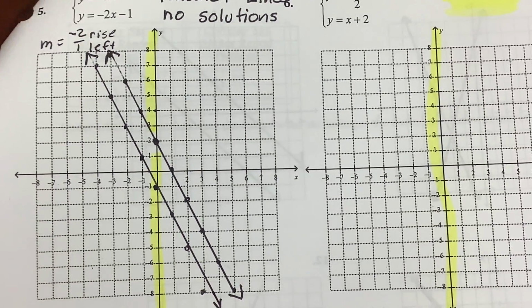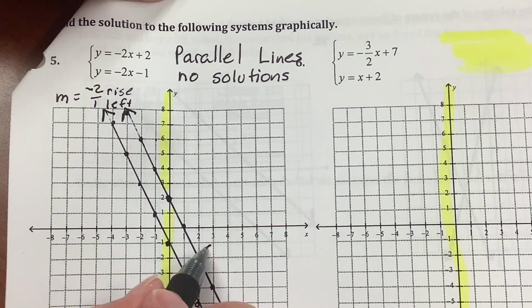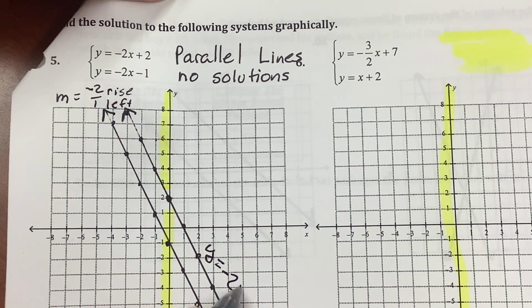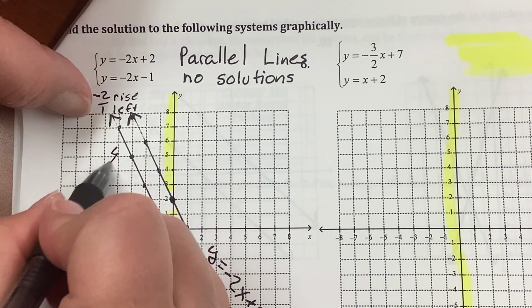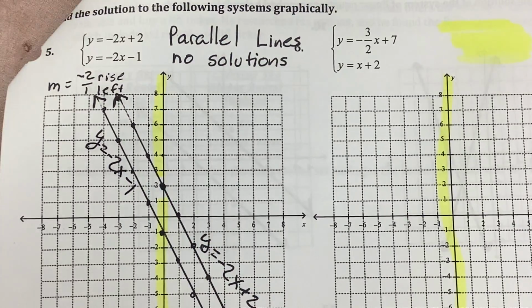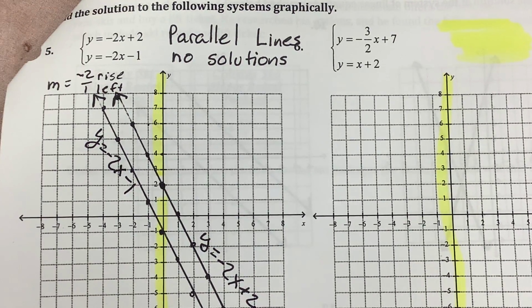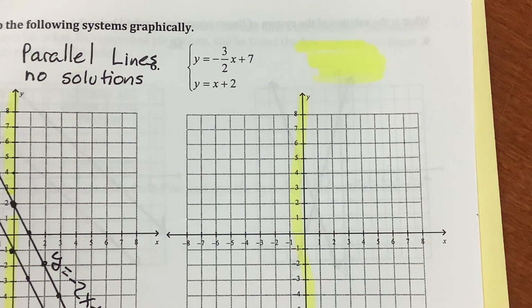My lines are parallel, and I just have to write the equations on the line. So this line is y equals negative 2x plus 2, and the second line is y equals negative 2x minus 1. And ta-da, I'm done. They're parallel. This one is different. This is going to require some work.